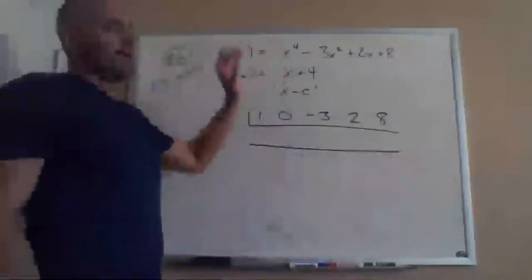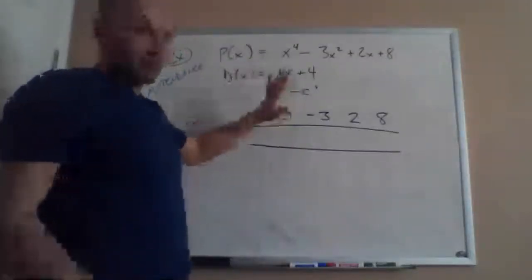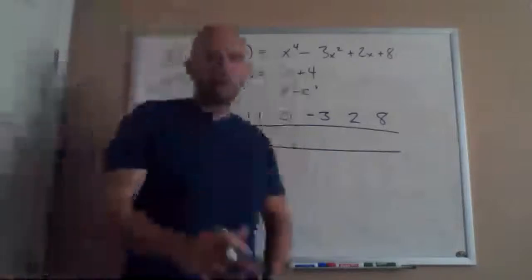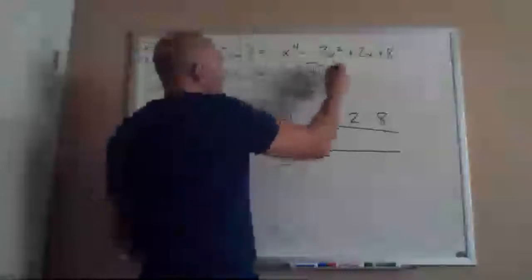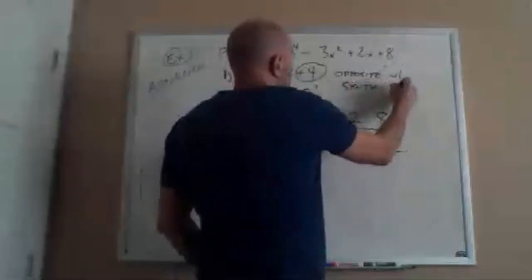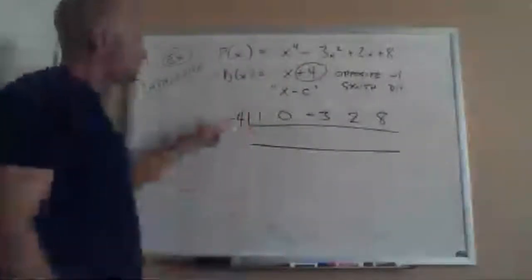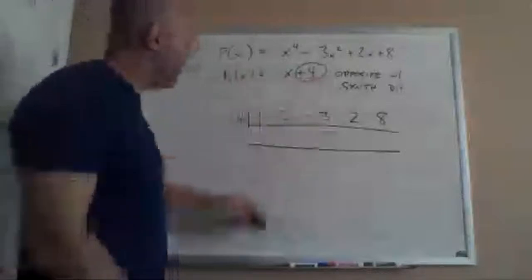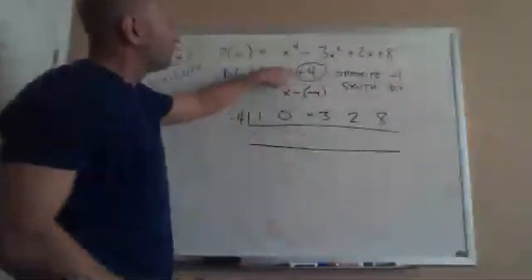And we're dividing by x plus 4. Because we're putting in our value of c, just c by itself, the easiest way to remember synthetic division is whatever number you see here, use the opposite with synthetic division. So I see +4, so I'm going to put in a -4 here, because what this really is, is x minus a -4. That's x plus 4.